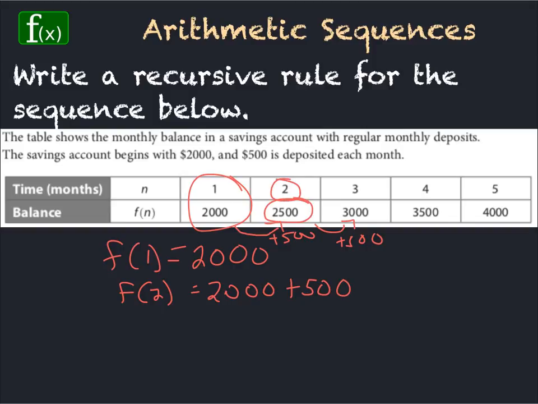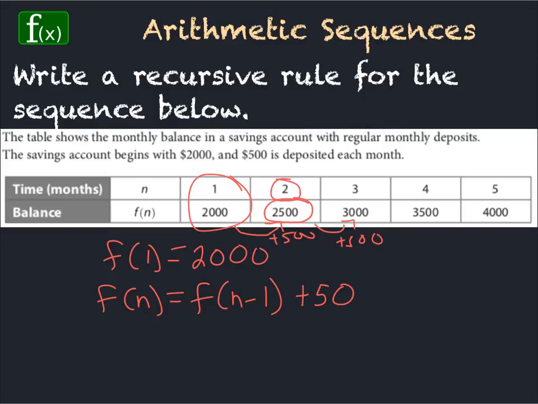But we're trying to come up with a general recursive rule. So what would the general recursive rule be? Well, it would be f of n equals, remember and recall how to write previous term using function notation. It would be f of n minus 1, and that just means previous term. And what are we doing with each previous term? We are adding 500. And that's it. That would be your recursive rule. Adding 500 every single time to our previous term.